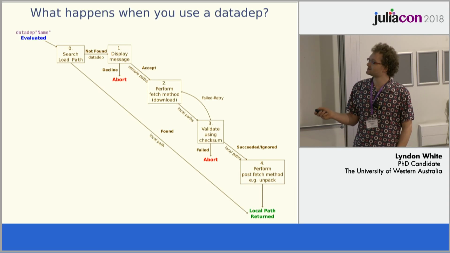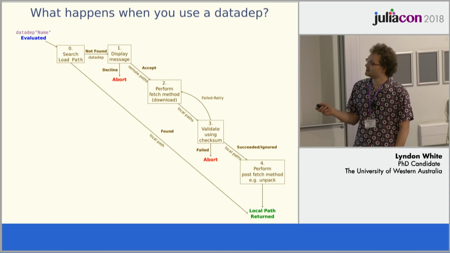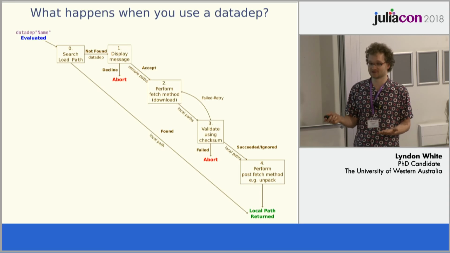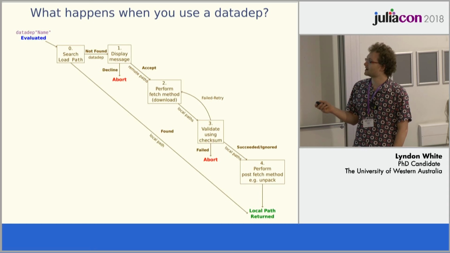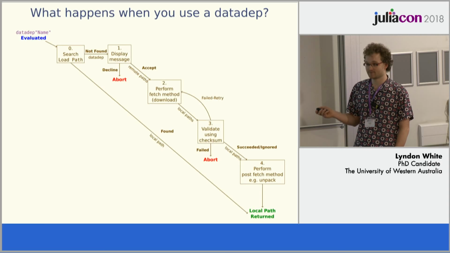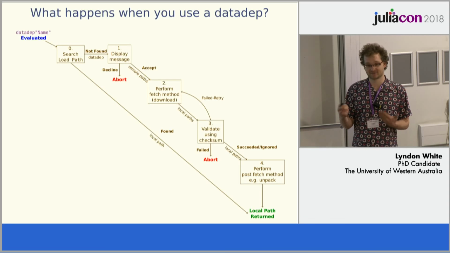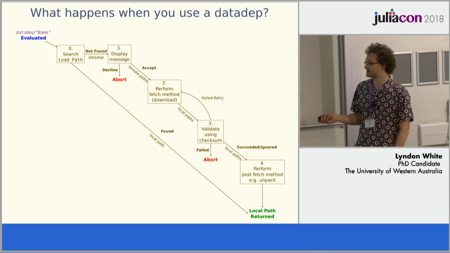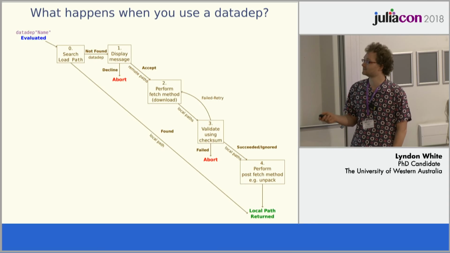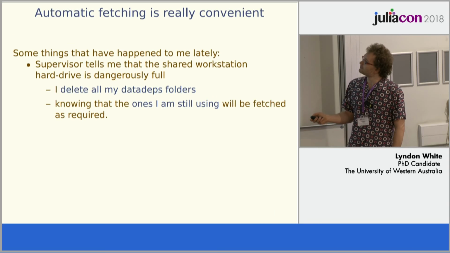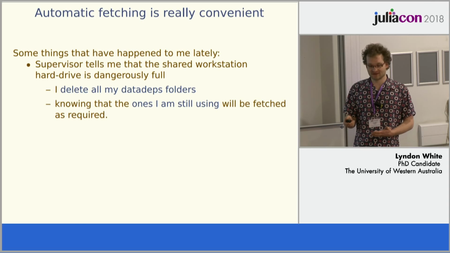So when you run that string macro, what happens is first it searches the load path for a folder with the correct name. If it finds one, then it's done. It can just return that path. If it's not found, then it's going to display the message, get the user to agree to it if there's licensing conditions, etc. Fetch the data, check it with the checksum, assuming that passes, it'll perform the post-fetch method, which could be to extract an archive or something like that. And then finally, it'll return the path. And then next time it's called, we'll just go down the thing and it'll return the already fetched result, unless it's been deleted.